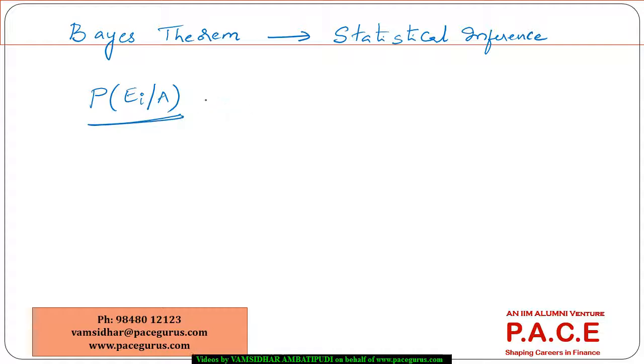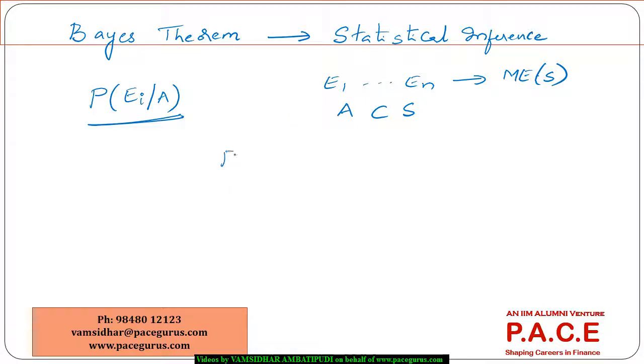Right? Let's try to express this. Now we know we'll go with E1, E2, En. They are mutually exclusive partitions of the set S. And I am having an event A which is a subset of S.